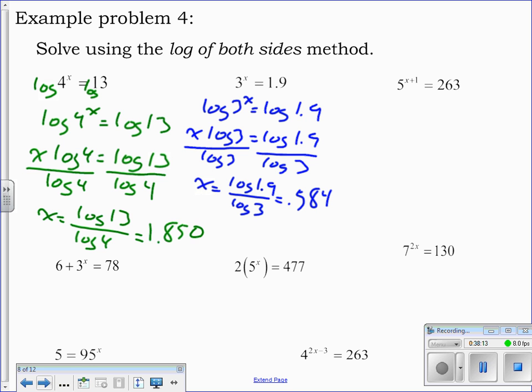Which is not 1.9 divided by 3. Okay. Close, but it's not. Okay. Next one, same thing.